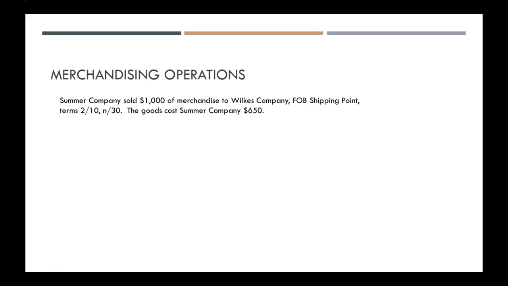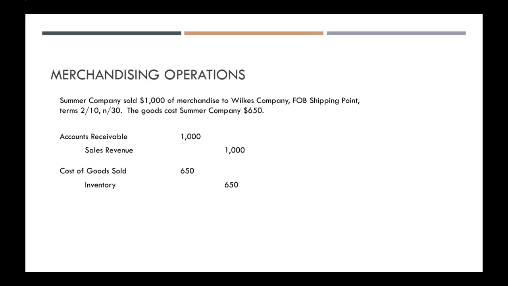From the seller's point of view, there are going to be two different journal entries here. First, we need to record the selling price, what we are charging our customer. So we will debit accounts receivable and credit sales revenue for that full $1,000. But then we also want to show what these goods cost us, the seller. That's where the second entry comes in: a debit to cost of goods sold and a credit to inventory. And remember, your cost of goods sold account is an expense account.